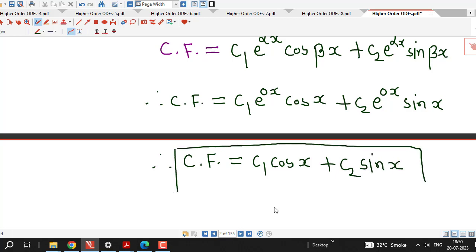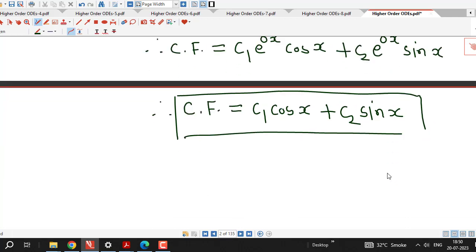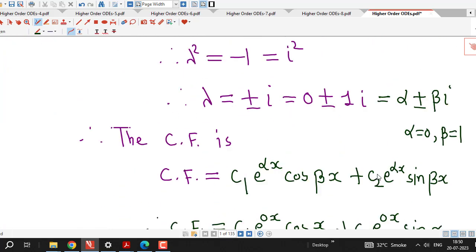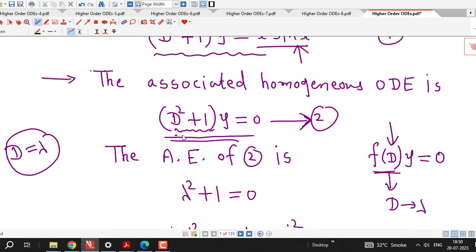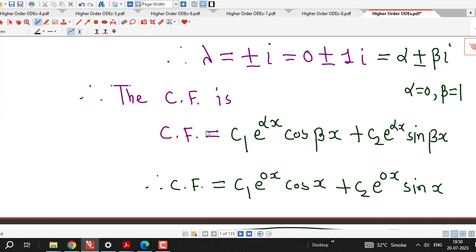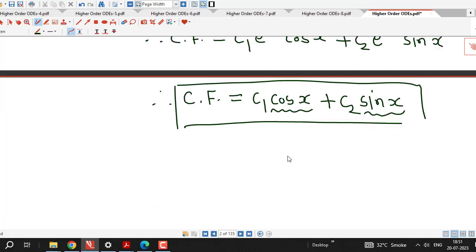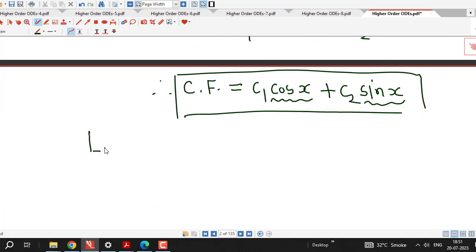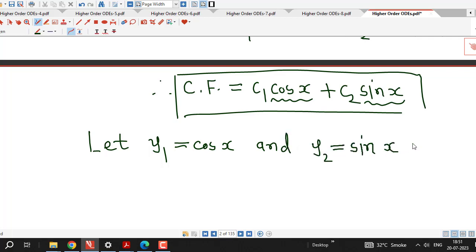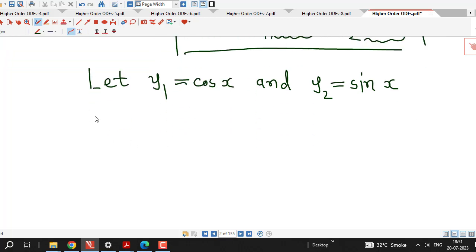Now in the method of variation of parameters, first we have to find out the complementary function, and here our differential equation is of order 2, therefore we will have two linearly independent functions in the complementary function. Here we have cos x and sin x, so we will denote one function by y1 and another function by y2. For the method of variation of parameters, we denote cos x by y1 and sin x by y2, and we find out the Wronskian of these two functions y1 and y2.